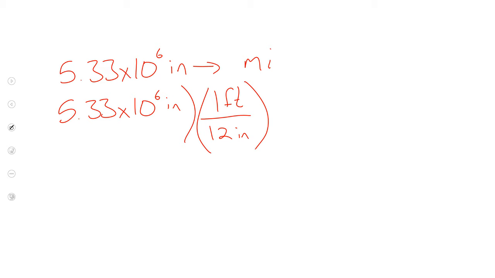Be something in the 10 to the fifth range. 4 times 10 to the fifth, maybe? So let's get an answer. And how many sig figs are we going to keep? Three. 84.1. Sorry, give me this one first, just so we can write it up there. 5.33 times 10 to the 6, divided by 12, something times 10 to the 5 feet.